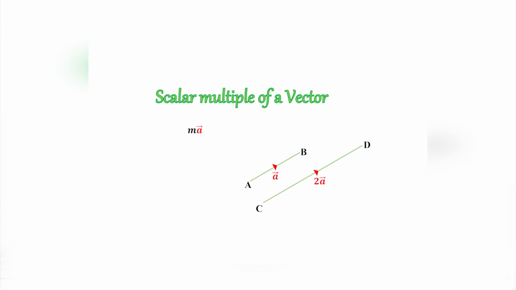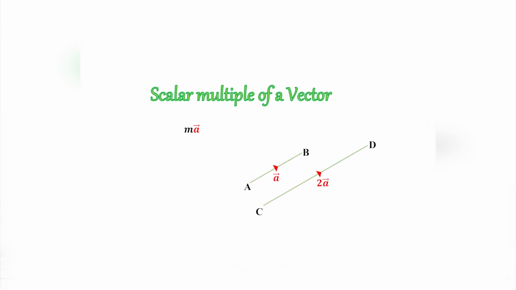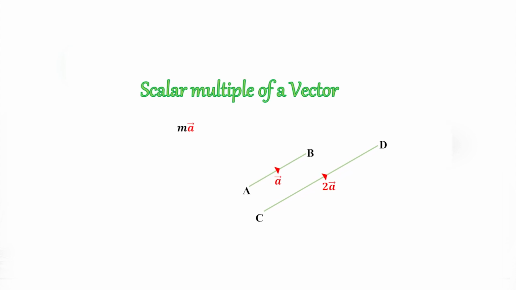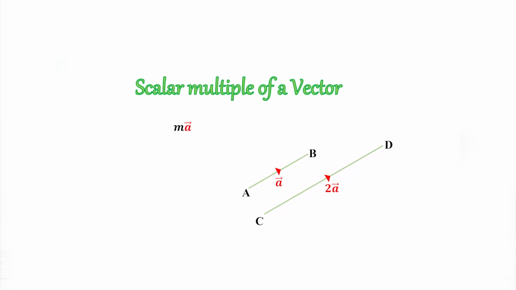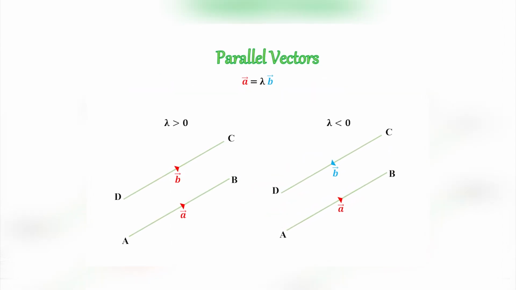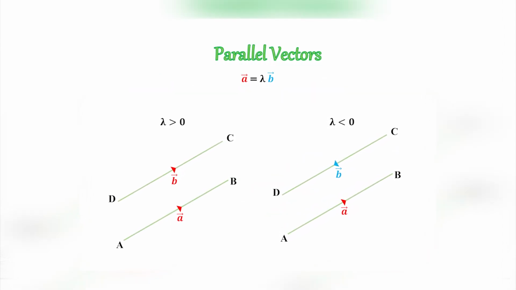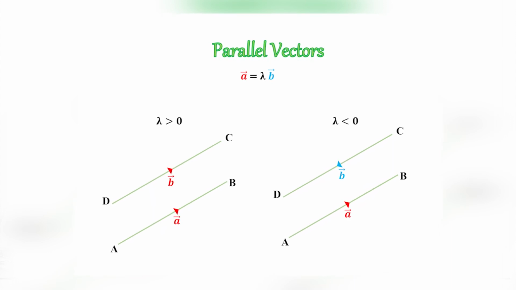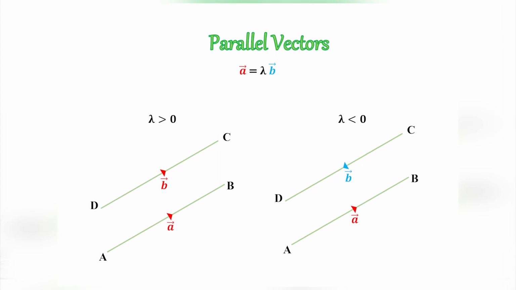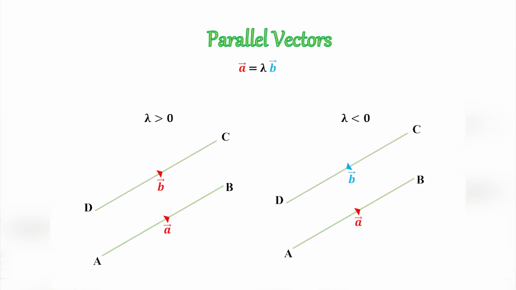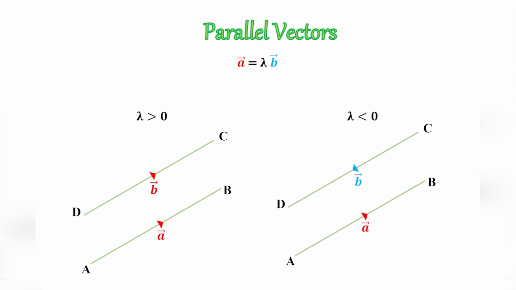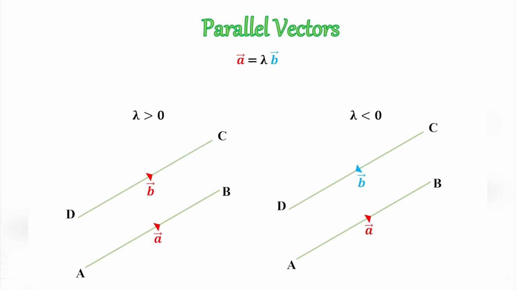Let vector A be a vector and m be a scalar. Then the vector mA is called the scalar multiple of vector A by the scalar m. Two vectors A and B are said to be parallel if vector A is equal to lambda times vector B, where lambda is a scalar. If lambda is greater than 0, then they are in the same direction, and if lambda is less than 0, then they are in the opposite direction to each other.